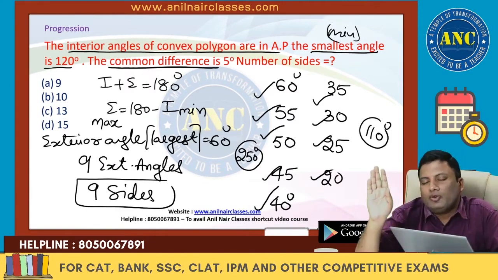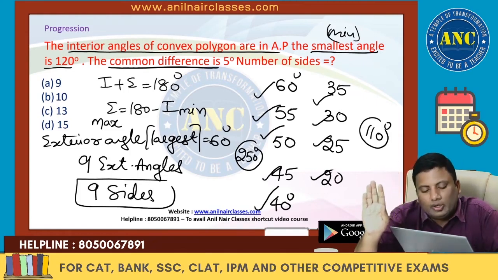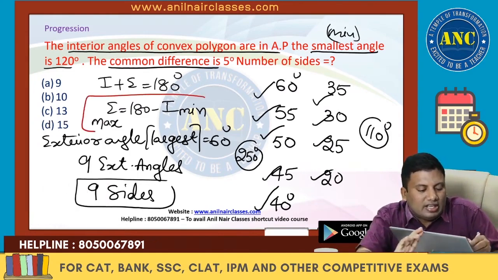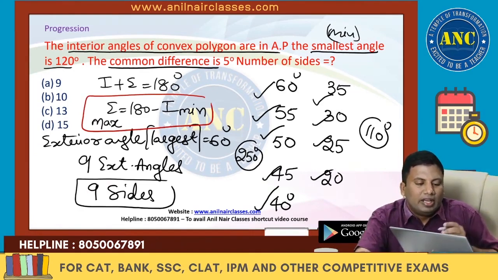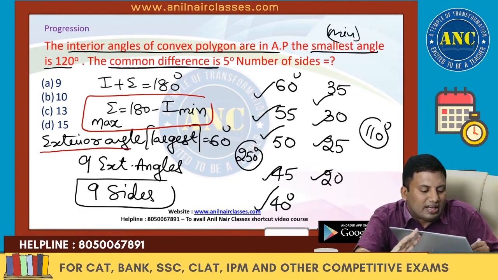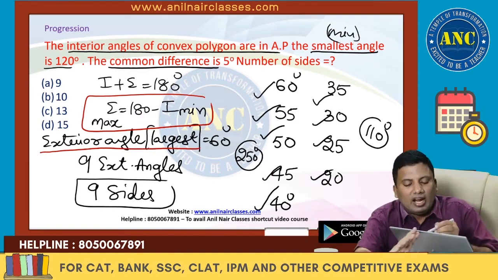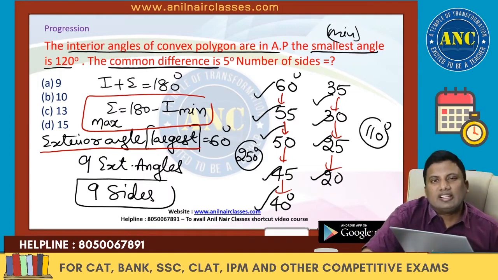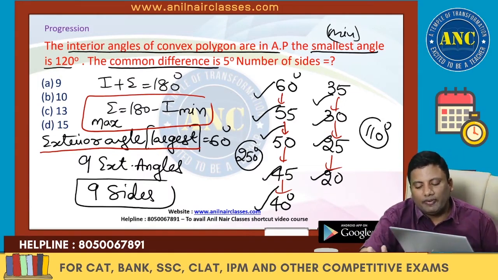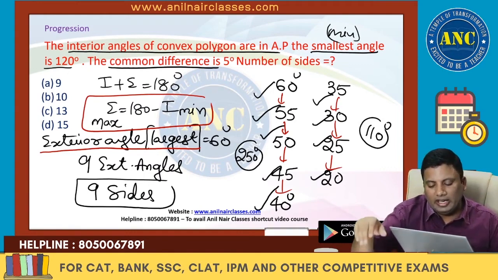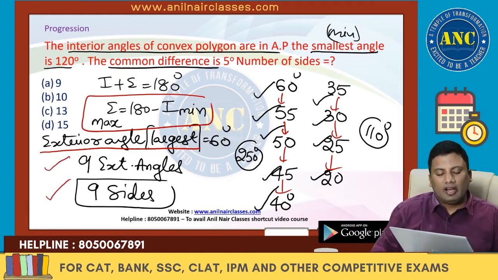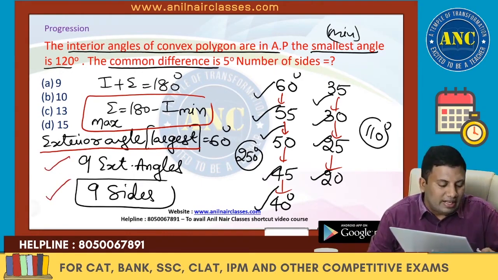There is no formula usage of Sn is n by 2 into 2a plus n minus 1 into d. Interior plus exterior is 180, so exterior is 180 minus interior. Interior is 120 degrees, so the largest exterior is 60 degrees. Common difference is 5. Keep on decreasing by 5 until you get the sum 360. So we got the sum 360. Totally, 9 exterior angles are there, so it will have 9 sides. I hope the idea is clear.